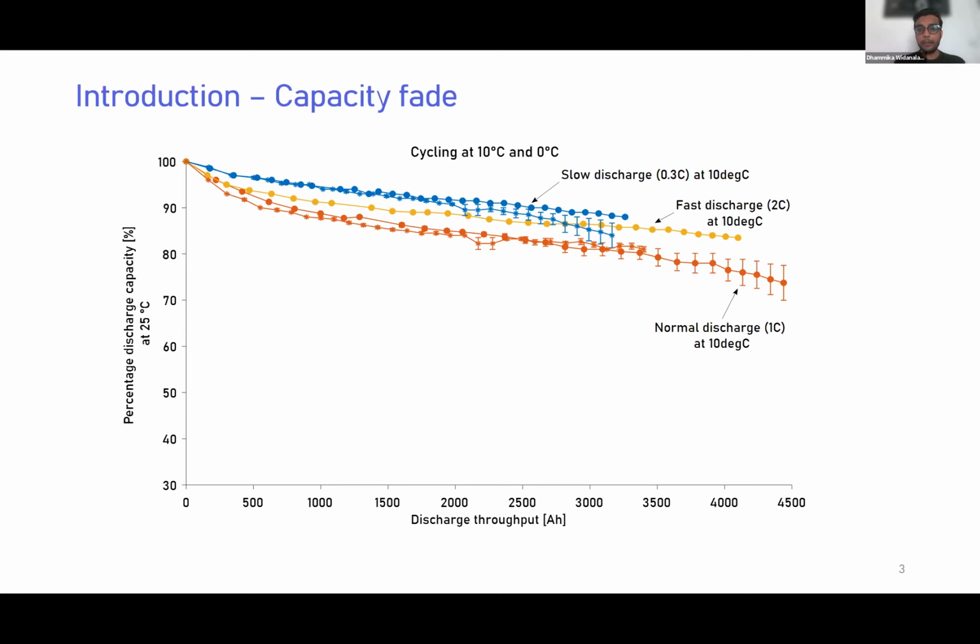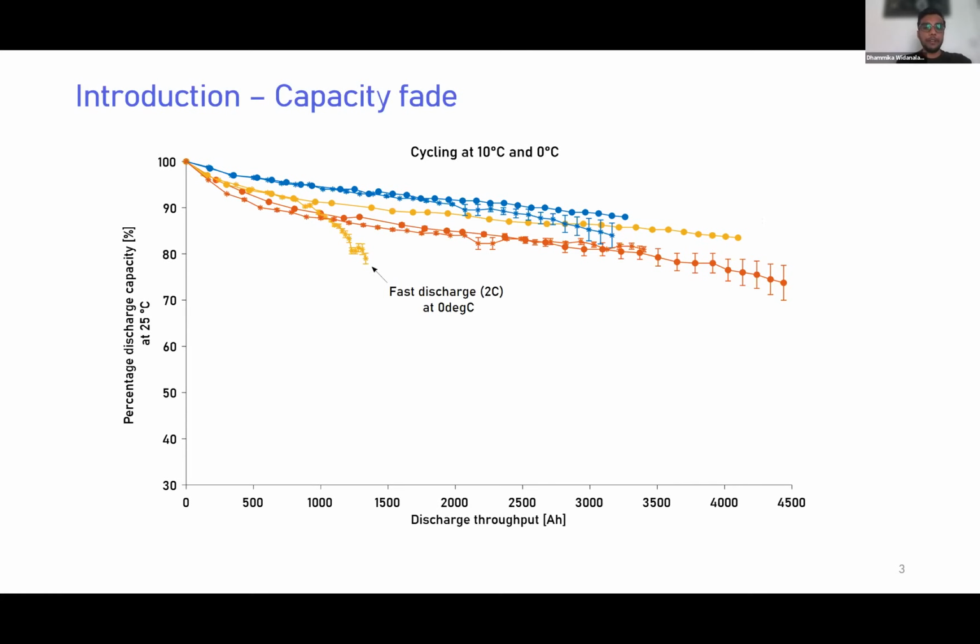These are done at different temperatures, at 0 and 10 degrees Celsius, and at different discharge rates, for instance a normal discharge of 1C, a slow discharge, and what I'm calling a fast discharge for the cell of 2C. These behaviors look quite good in the sense they appear to be degrading somewhat linearly. But if we start pushing them harder with fast charging, or even fast discharging, we get some interesting results. If you start doing fast discharge at low temperatures, the linear behavior suddenly changes after a certain discharge throughput, and you get this sudden fall in the capacity.